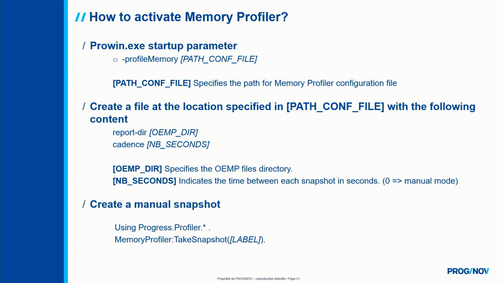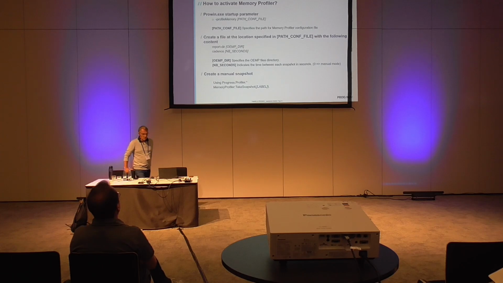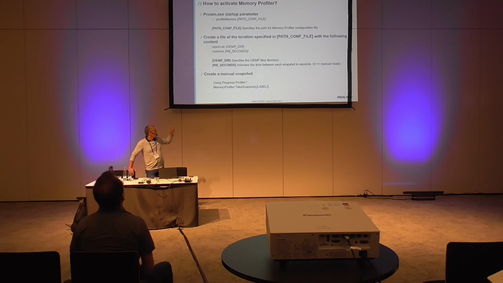The config file has 2 lines. The report dir, which is the directory used to write the OMP file, and the number of seconds between 2 snapshots. If you specify 0, you are in manual mode. And to create a manual snapshot, you have to use this command, specifying the labels that you want to see in your profile session.